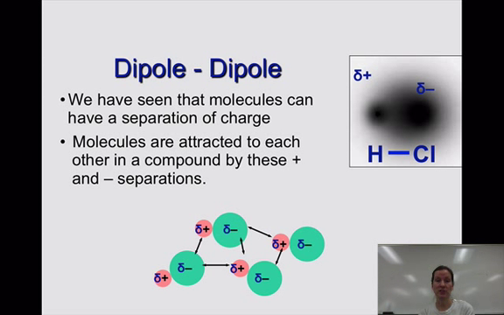Once you have a whole bunch of hydrogen chloride in one location, what happens is those partial negatives and partial positives essentially attract one another. So a partial negative is going to attract a partial positive, and a partial positive is going to attract a partial negative. Okay? This is the force of attraction between polar covalent molecules. Because polar covalent molecules have partial charges in different locations, those partial charges attract one another.